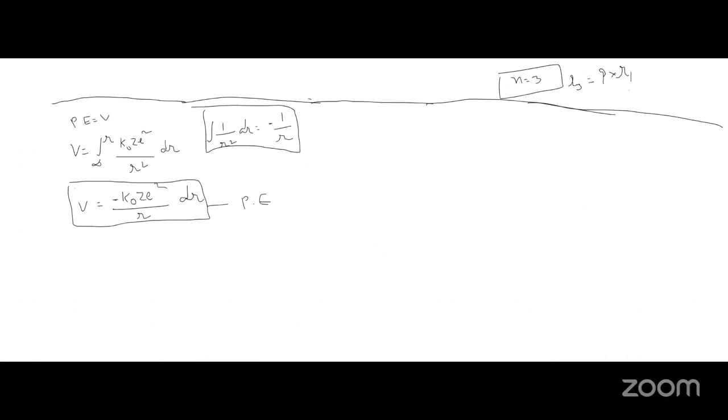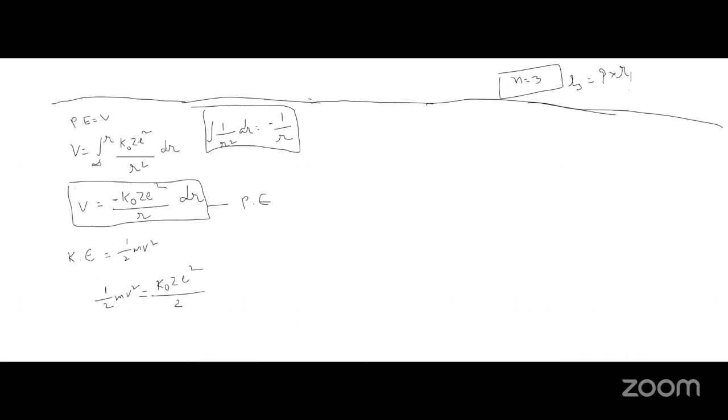After the potential energy calculation, now I am doing the kinetic energy calculation. The kinetic energy formula is equal to 1/2 mv square. Whatever v I got in the previous calculation, I will write here. Previously, I wrote 1/2 mv square equal to K naught Z E square by 2R.